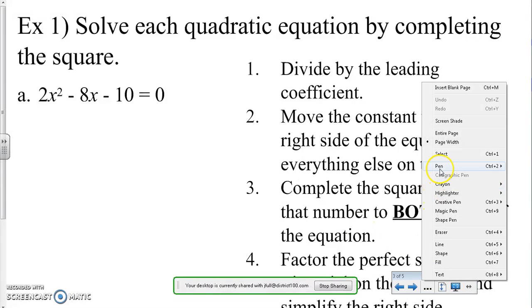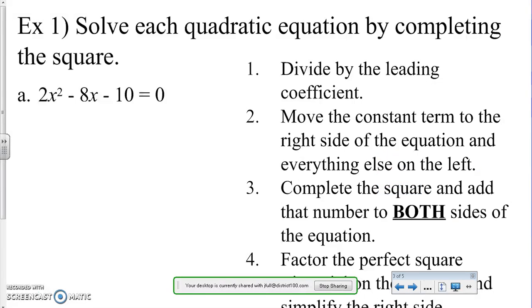We are going to follow our first step. If there is a number out front, we need to get rid of it. So since there's a 2 in front, we're going to divide everything in that equation by 2. So I'm left with x squared minus 4x minus 5 equals 0.